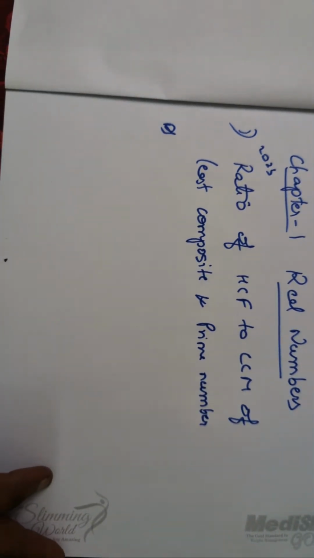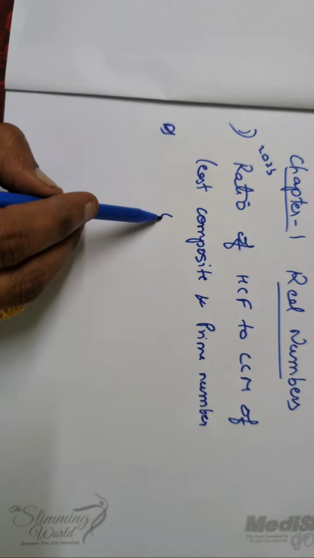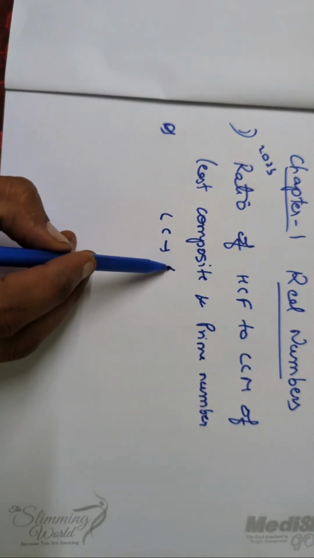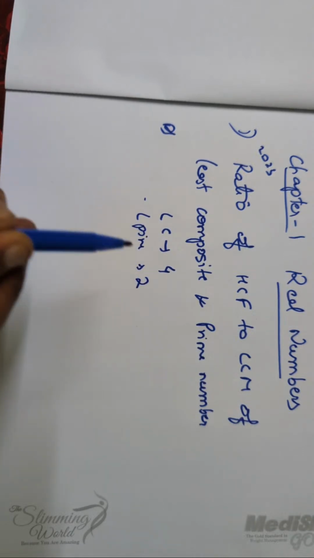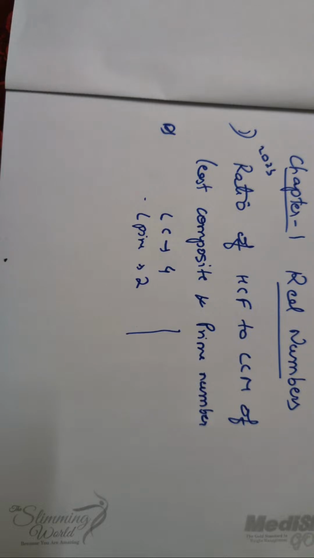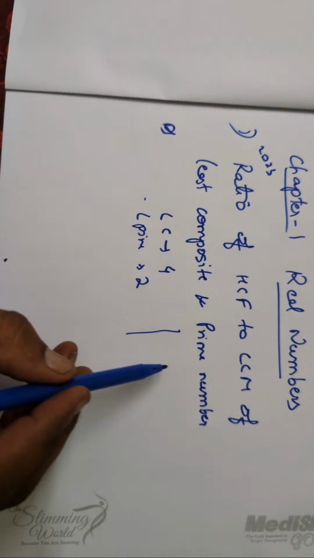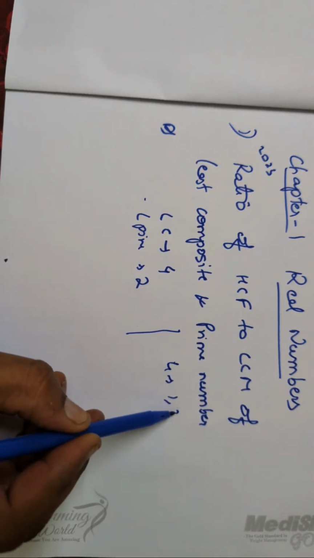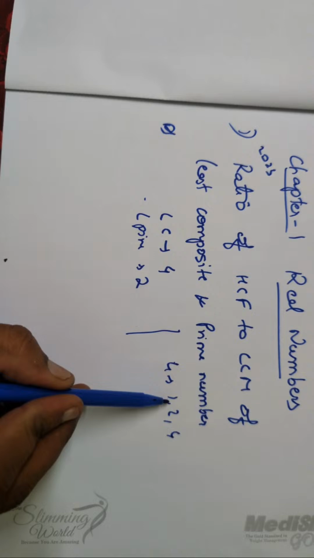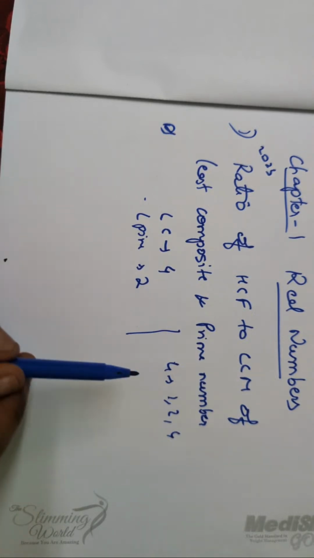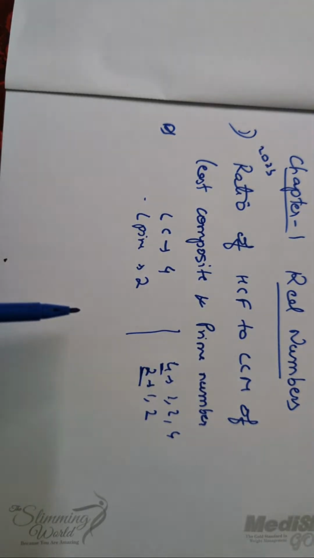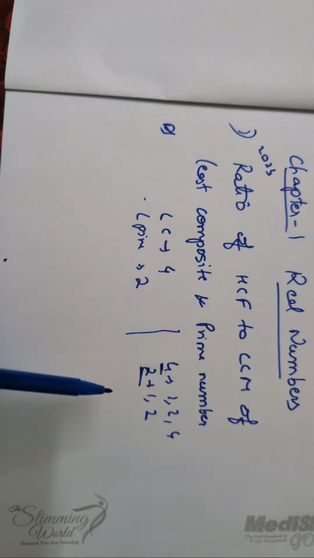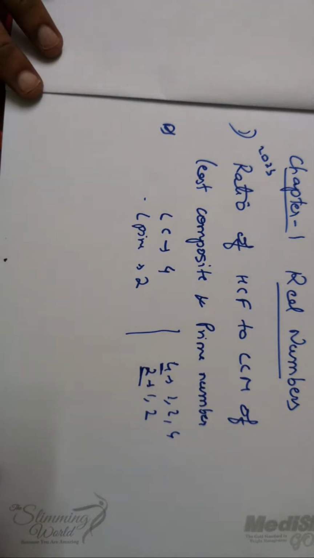So what is the least composite number? We know that the least composite is 4, whereas the least prime is 2. What is the prime number definition? It should have only 1 and itself as factors. Whereas 4 has the factors 1, 2 and 4, which means it has more than one factor other than 1 and itself. For 2, we have only 1 and 2 as factors. So this is a prime number, whereas this is a composite. So the least composite as per the number system is 4, whereas the least prime is 2.